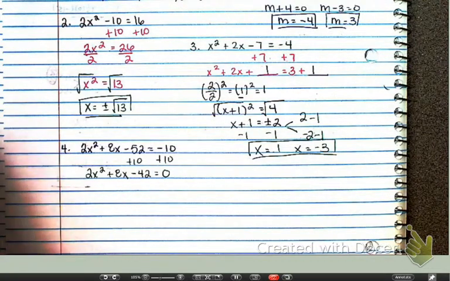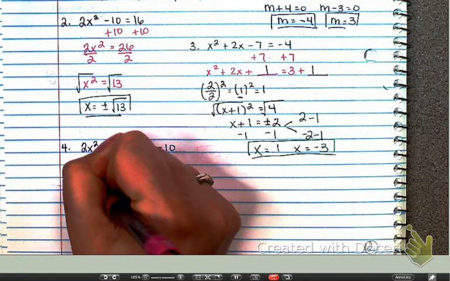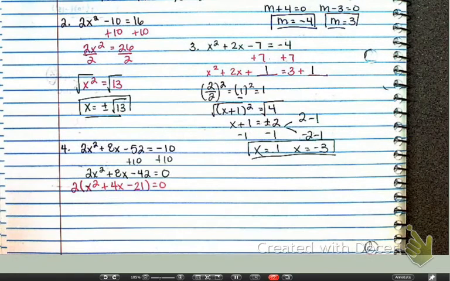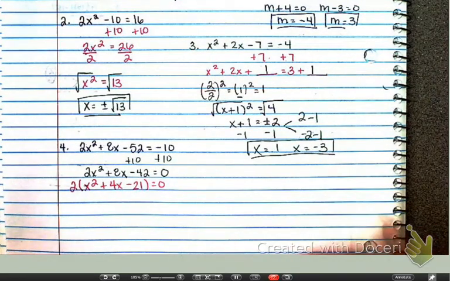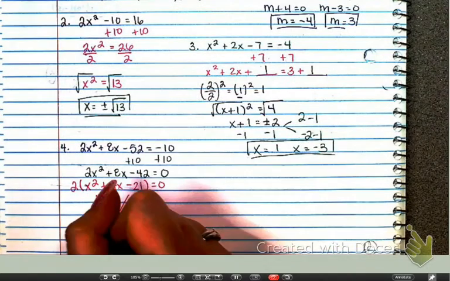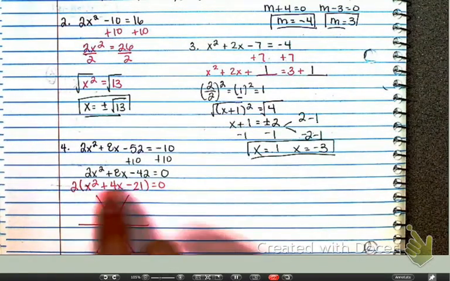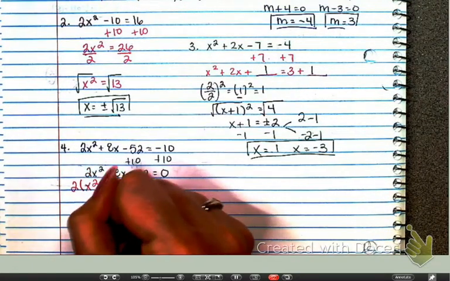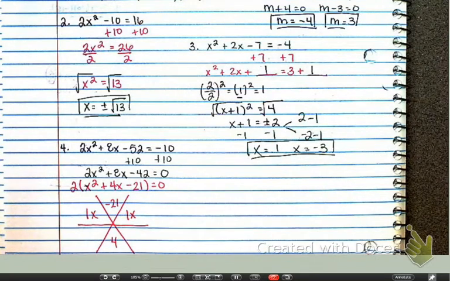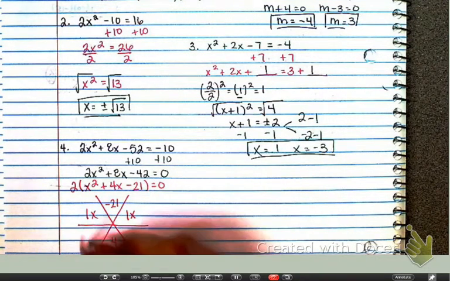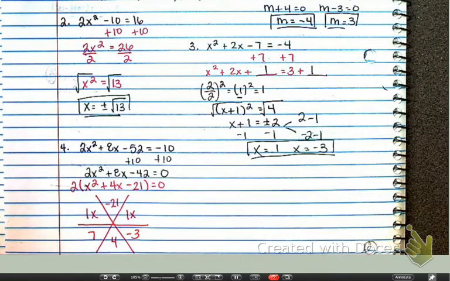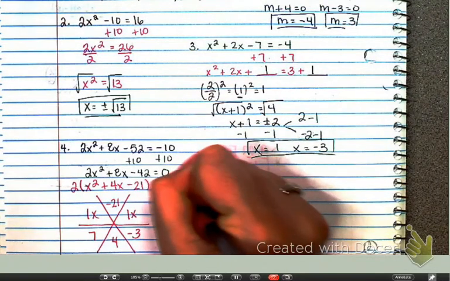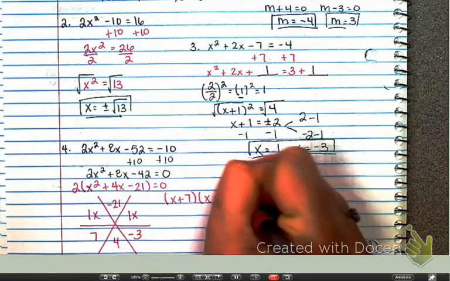Okay, so I have to pull out my GCF first, which is a 2. So 2 comes out, leaving me with x squared plus 4x minus 21 equals 0. I can now use the super x. A times c on top. So 1 times negative 21 is negative 21. B's on the bottom. And I have a 1x and a 1x. Are there two numbers that multiply to negative 21 and add to 4? 7 and negative 3. I can't simplify those, so in factored form I have x plus 7 and x minus 3 equals 0.